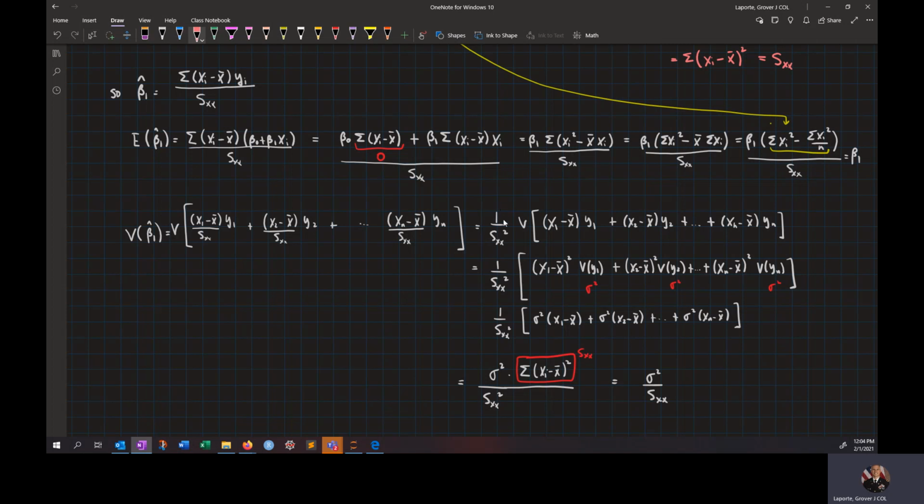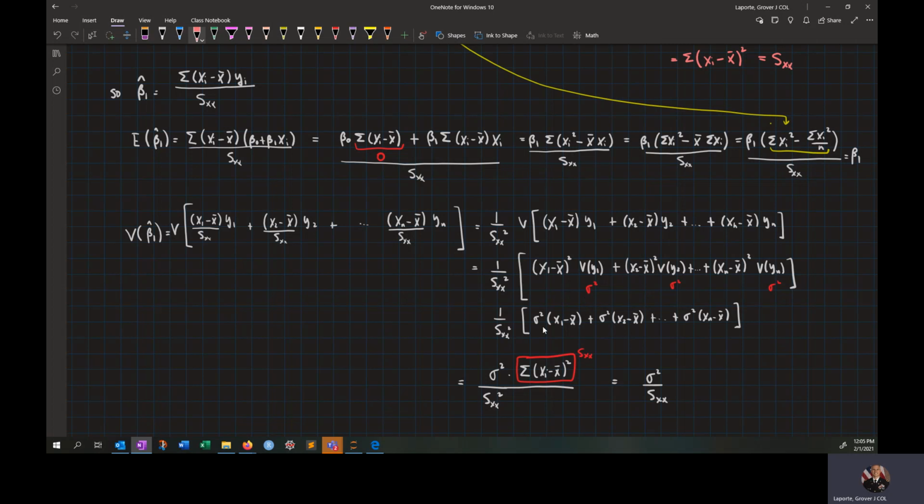So 1 squared is just 1, over Sxx squared, and then the variance of this entire thing here. Then I can bring the variance inside again and pull out the constant. This is a constant because the y's are my only random variable. When I pull it out, I square it, and I'm left with the variance of y1, variance of y2, up to variance of yn. All of these are sigma squared, and I've got (x1 minus x bar), (x2 minus x bar), up to (xn minus x bar), all of those quantities squared.